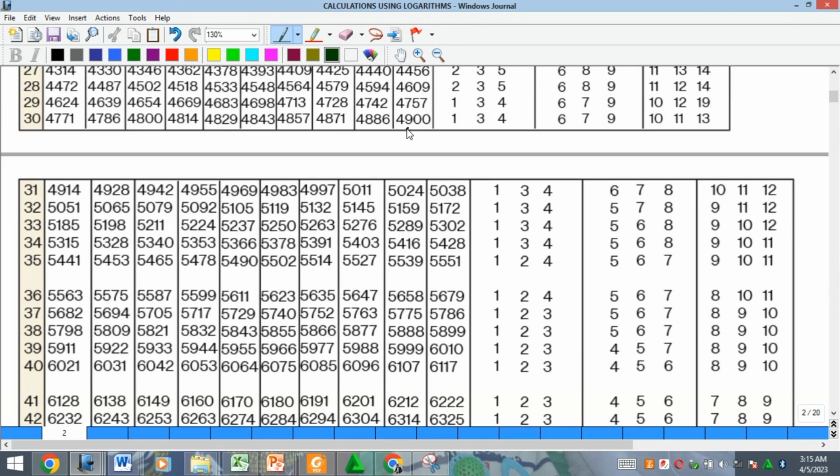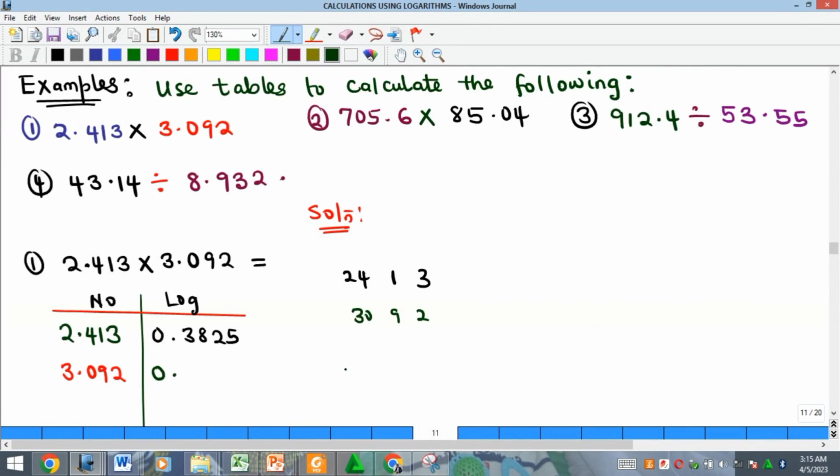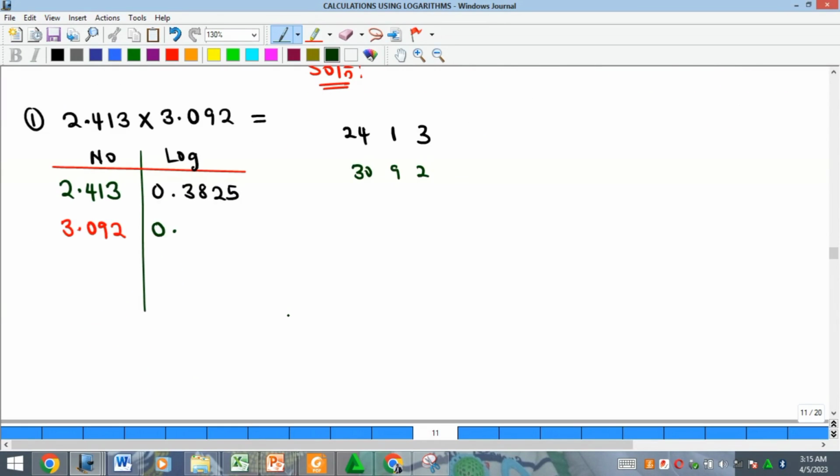30 under 9 is this, then difference 2 is 3, and that is 4903. Okay, so we come back here. So I'm going to have 0.4902. Okay, and so after you've gotten the two logs, the next thing now is to add both of them.